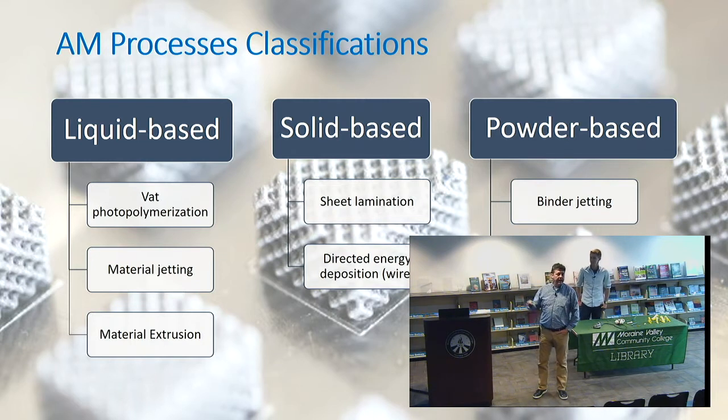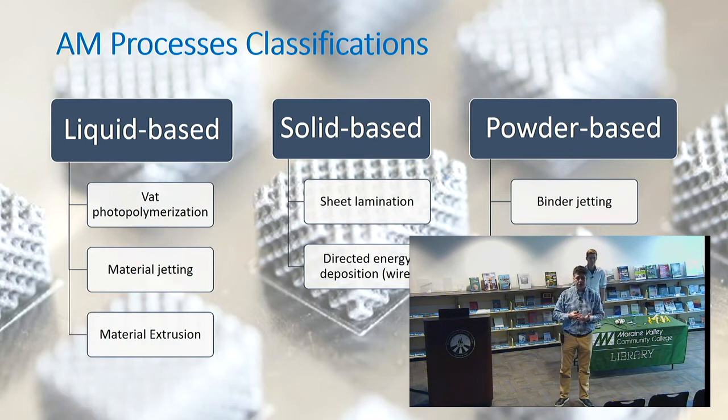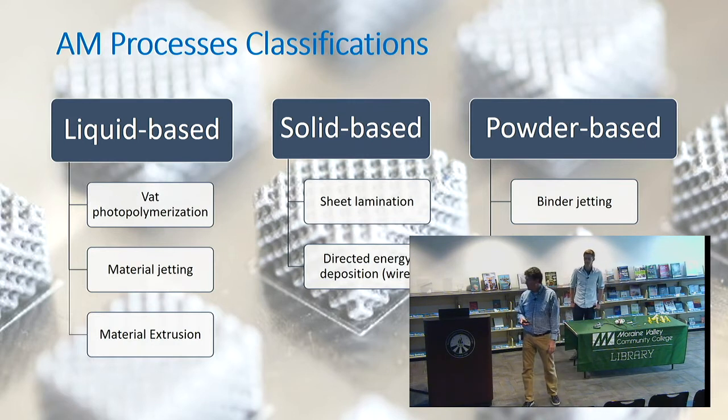Under the solid-based, the material that we're starting our additive with is a solid. Typically it's sheets, could be sheets of paper, could be sheets of aluminum or sheets of any other type of metal. But here we have a sheet lamination process and directed energy deposition with the wires.